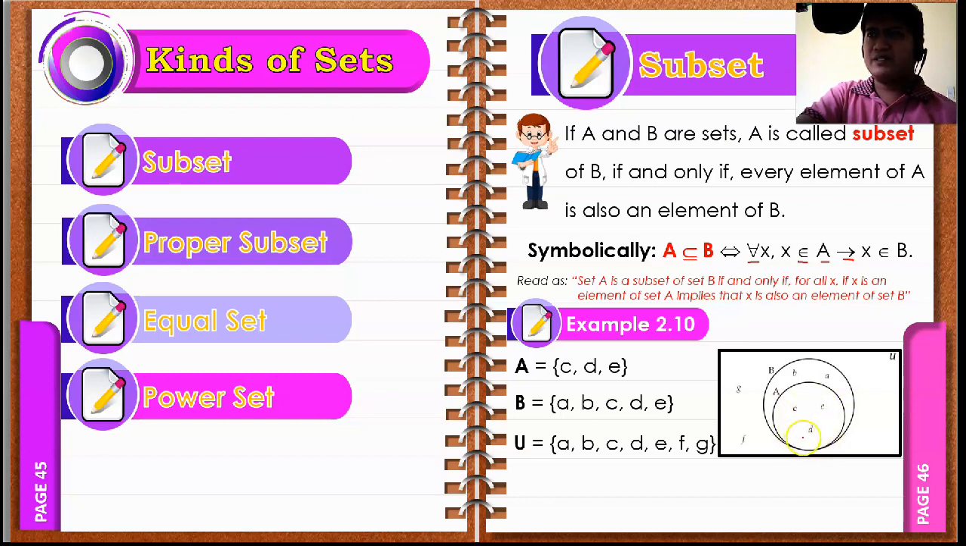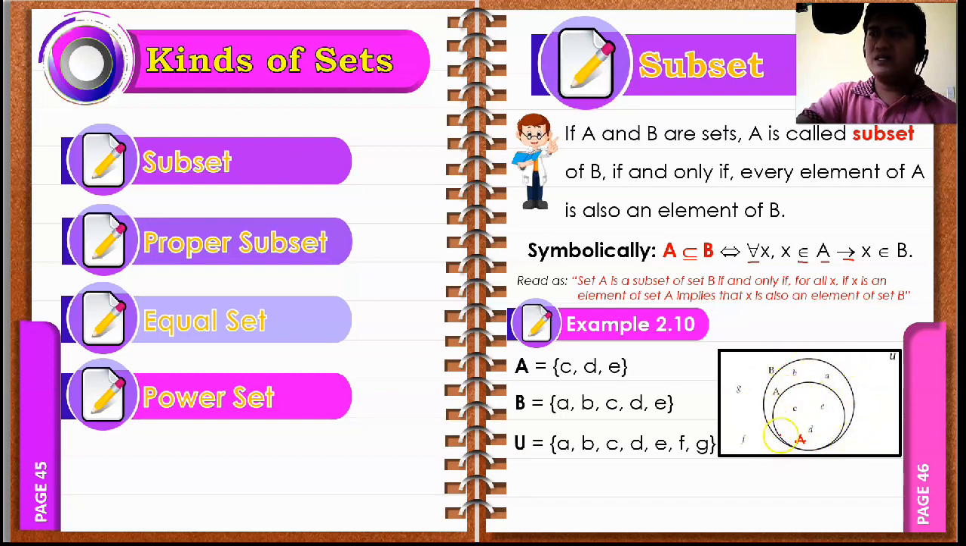CDE, so this will be our set A. Then set B, we have ABCDE. This one, the big circle. So as you can see, this small circle is inside the big circle.